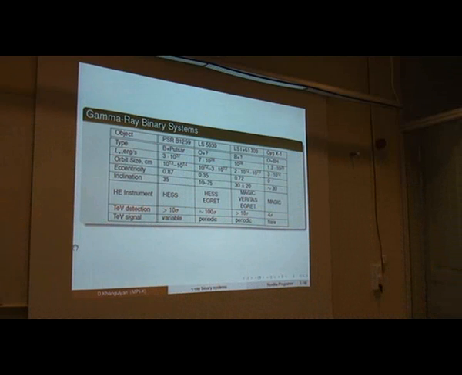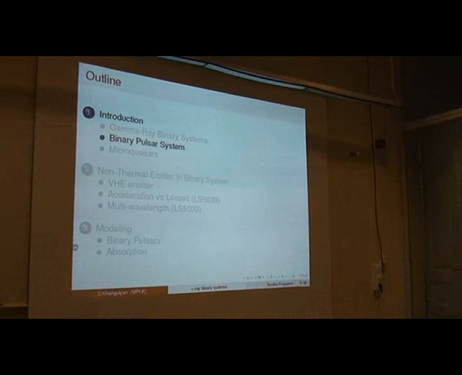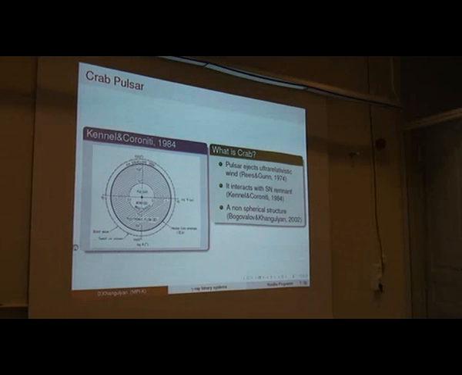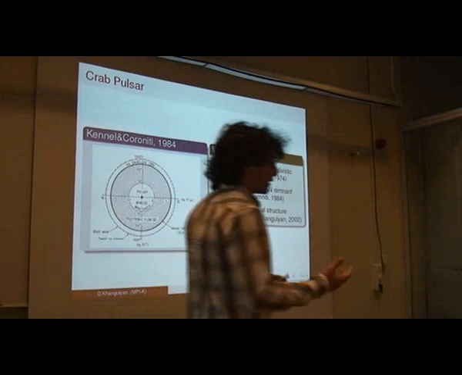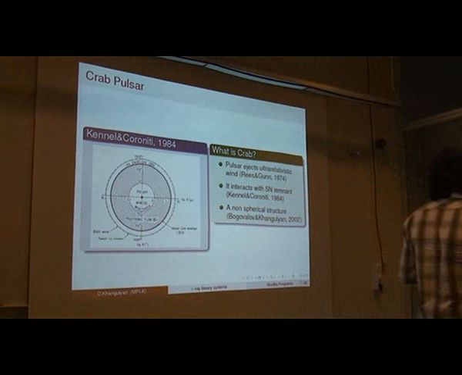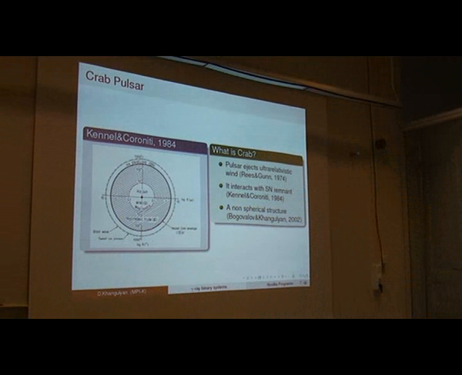And so this suggests two different scenarios for gamma-ray binary systems. The first one is called the binary pulsar system, and basically the idea is very simple: to have a scaled down version of a pulsar nebula in a binary system.